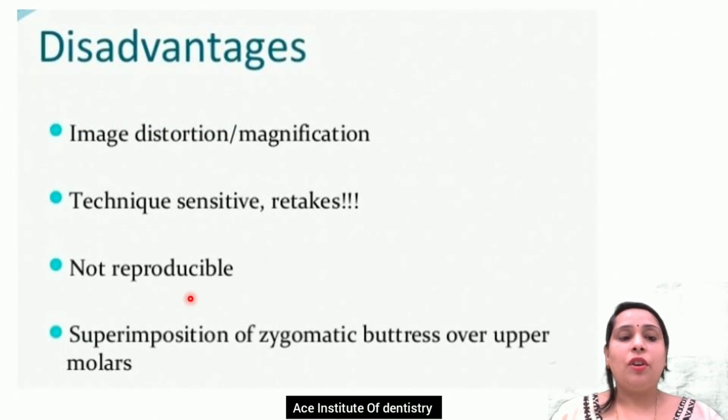Disadvantages: image distortion or magnification is usually common. Technique sensitive, retakes are more, not reproducible. Superimposition of the zygomatic buttress over the upper molar is usually seen.